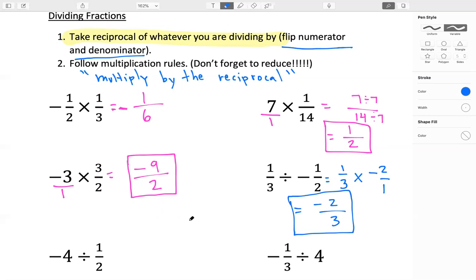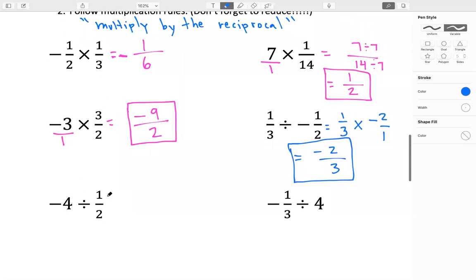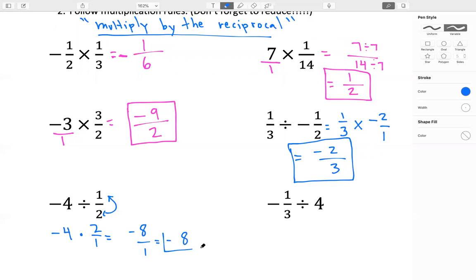Okay, so in order to divide by this fraction, we're going to have to what? Multiply by the reciprocal. So what is the reciprocal? Well, -4 times the reciprocal of 1/2, flip the numerator and denominator, 2/1. So -4 times 2 is -8/1 equals -8, and that's our answer.